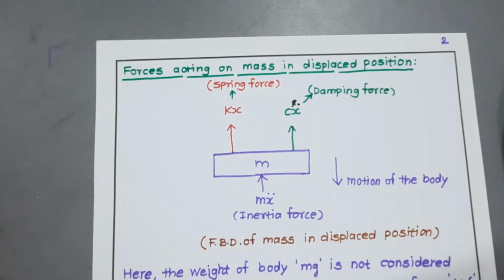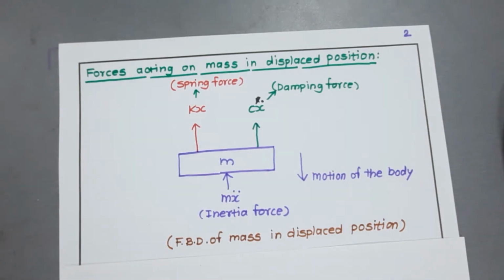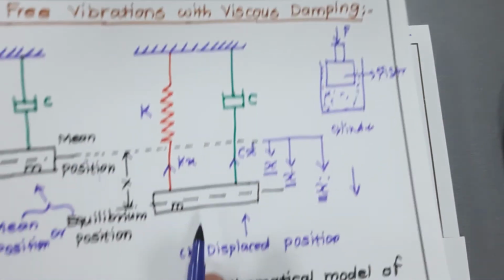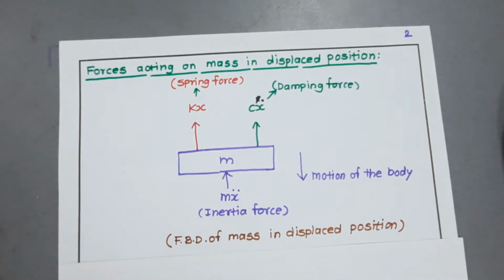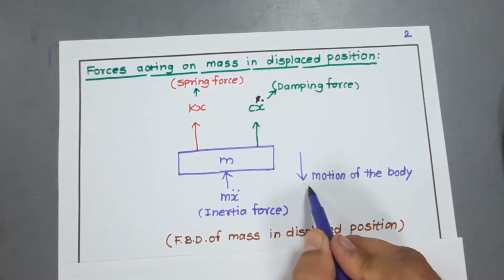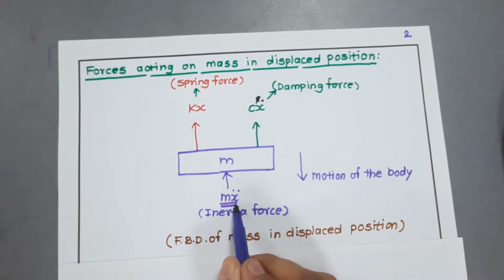So the detailed diagram is shown here. Observe. The detailed diagram is shown here. This is called the free body diagram of the mass. For this mass, we are going to draw this free body diagram. So here, first, as the body is moved in downward direction, the inertia force is acting in the opposite direction, and the inertia force is given by m x double dot.